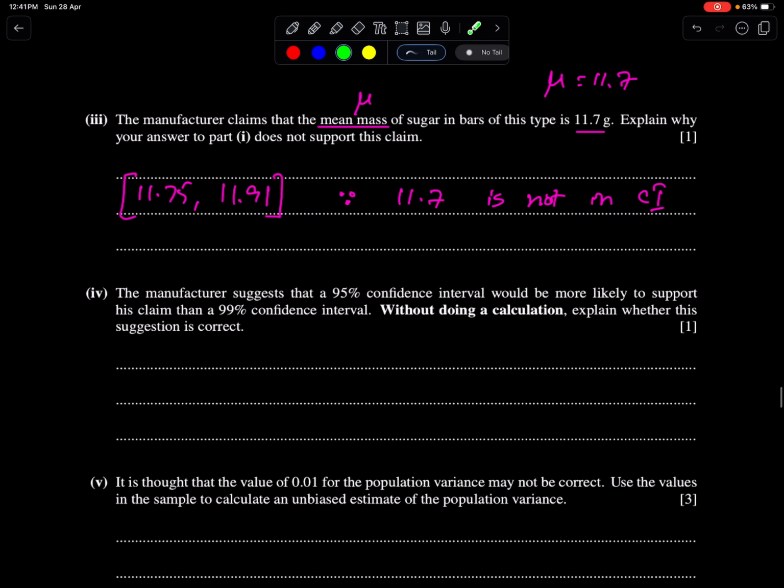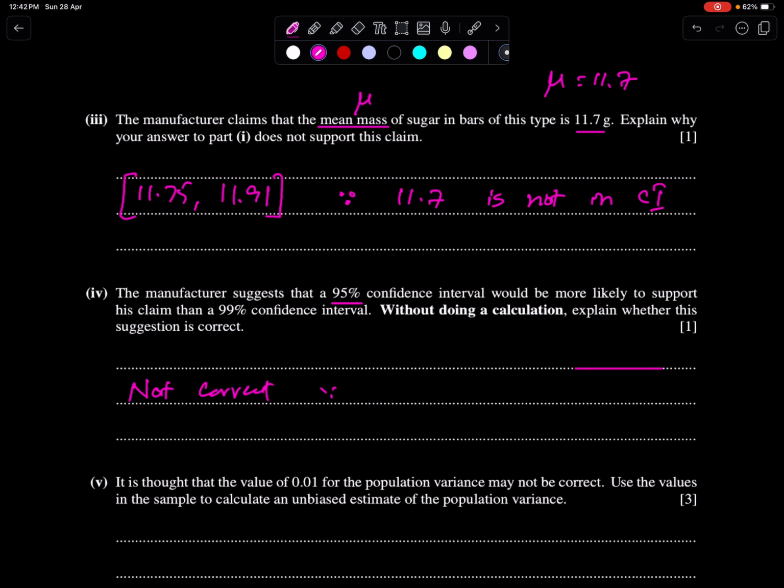The next part: the manufacturer suggests that a 95% confidence interval would be more likely to support his claim than a 99% confidence interval. I mean, the manufacturer is saying that 95% confidence interval would be more likely to support his claim than 99. Without doing a calculation, explain whether this suggestion is correct. His suggestion is not correct. Why? Because 95% confidence interval is narrower than 99% confidence interval.